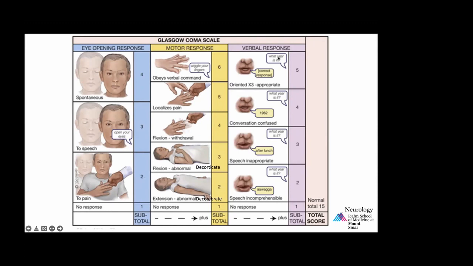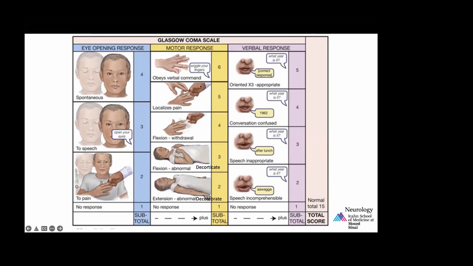I'll go to verbal response. Normal person talking, oriented, able to say anything, that's a 5. If they're able to talk, but they're confused, so if you ask them the year and they give you the wrong year, that would be a 4. Whereas if they're talking, but it makes no sense, so this might be where you hear word salad or some kind of aphasia, that would be a 3. And then if they're just sort of mumbling or moaning, that would be a 2.